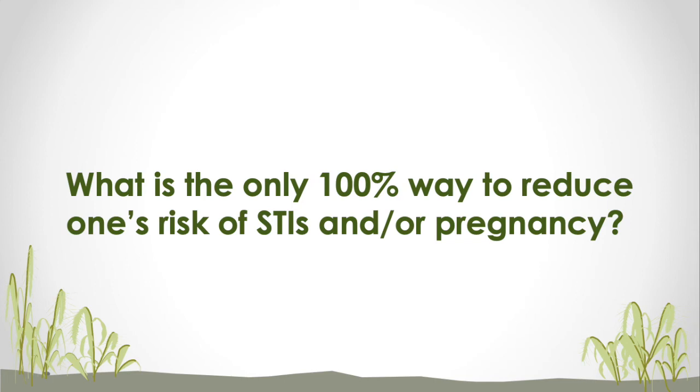Our last question is, what is the only 100% way to reduce the risk of STIs and or pregnancy? That would be abstinence. So in conclusion here, remembering that the decision to be sexually active is a personal one and that it's okay to not be sexually active. According to the American College Health Association 2018 survey, 29.1% of BGSU students have never had a sexual partner, and 51.7% have only had one sexual partner within the last 12 months.